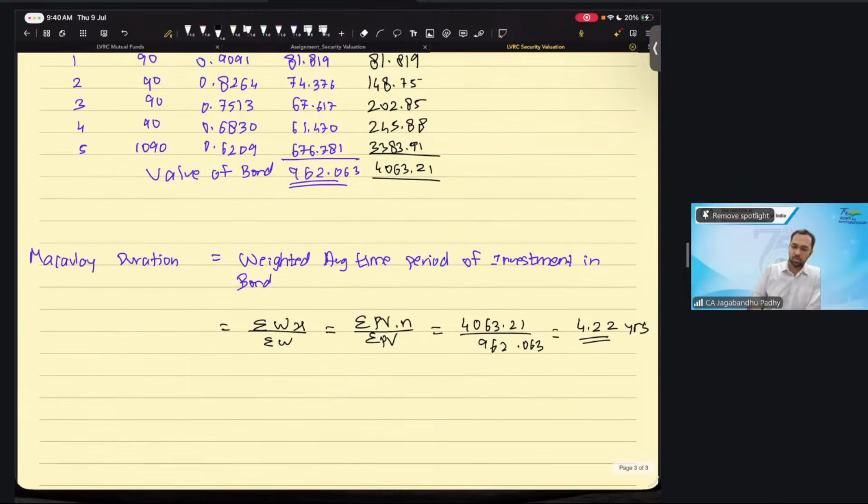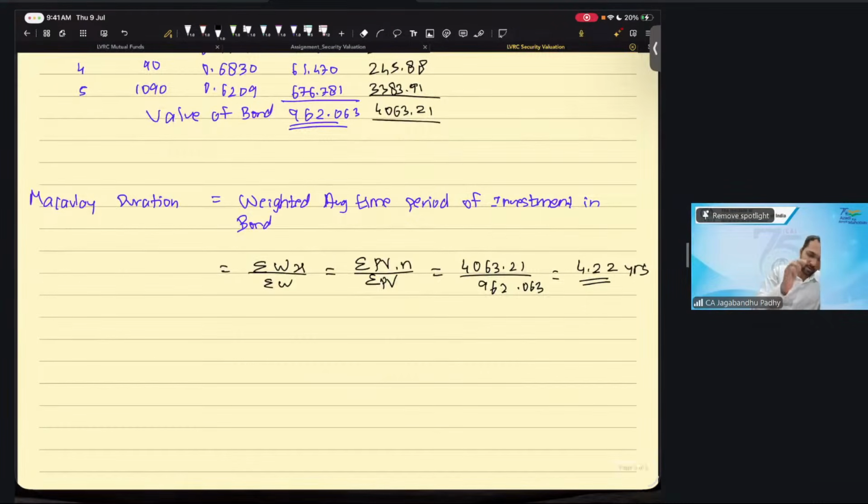Now, this is not what is a concern for us. What is really important for us is not Macaulay duration, but modified duration. Let's first calculate it and then look at its interpretation.